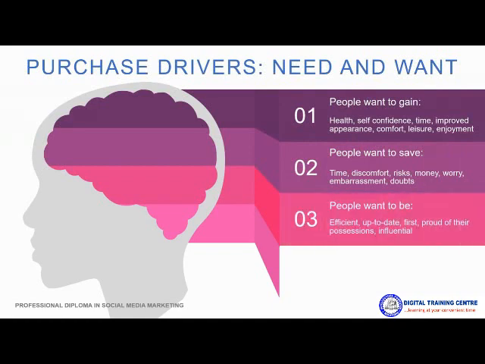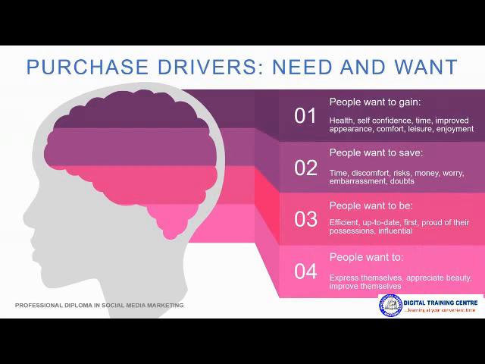Very often, we want to be efficient. We want to be up to date, first in things. We want to be proud of our possessions. We want to be influential. And finally, we want to express ourselves, appreciate beauty in life, as well as improve ourselves. These are some of the main drivers that drive people to purchase products. So when you're looking at your people, determine what exactly your product will give them in terms of these wants and needs. Where then do we start developing our buyer persona?